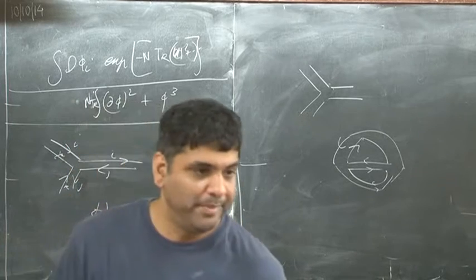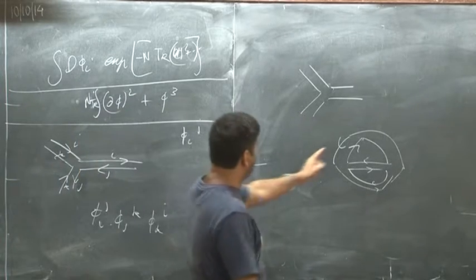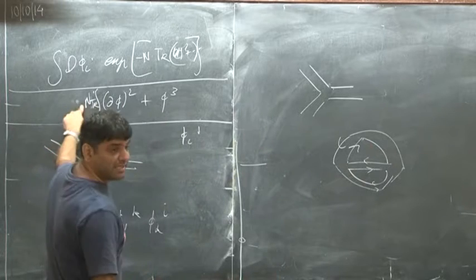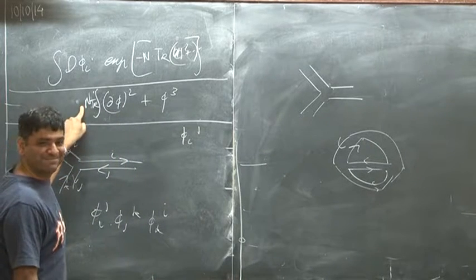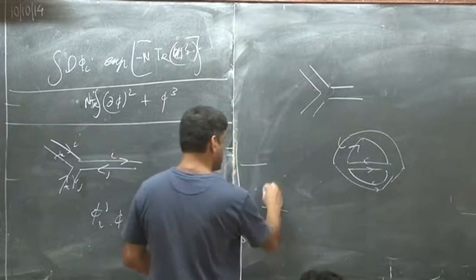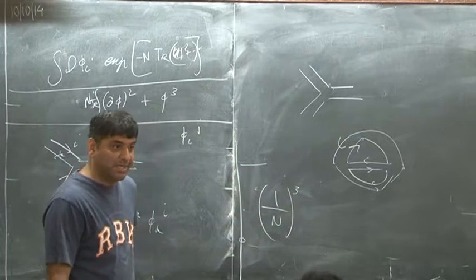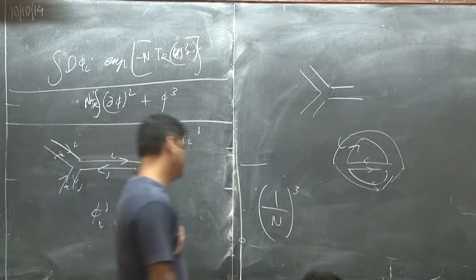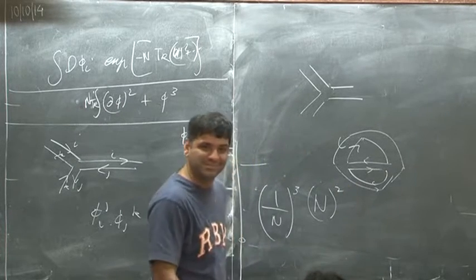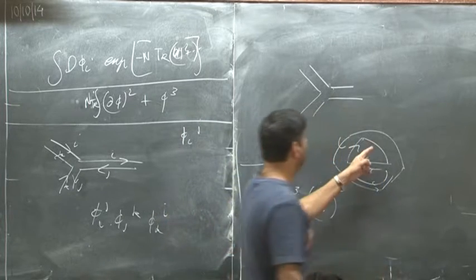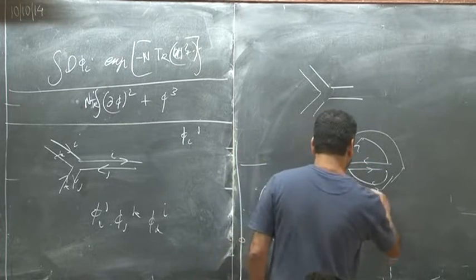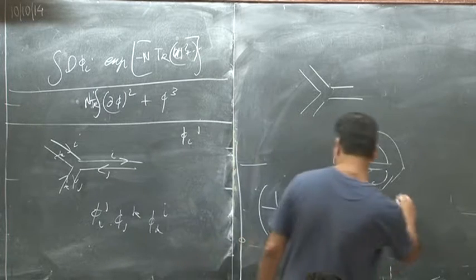This makes the n counting very clear. Let's look at the n counting for this diagram. How many propagators do we have? We have 3 propagators. But each propagator comes with a factor of 1 by n, since the propagator is the inverse of the quadratic. So we have 1 by n cubed. How many vertices do I have on this side? 2. So we have n squared. And then we have explicit power of n because of the summation of the index lines: 1, 2, 3. What's the net power of this diagram? n squared.